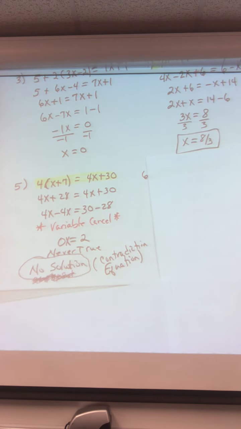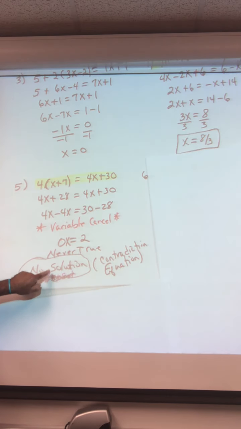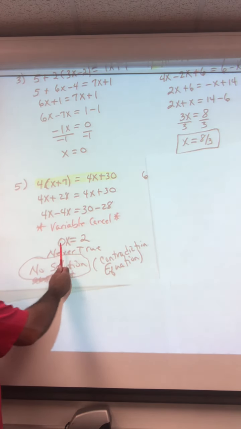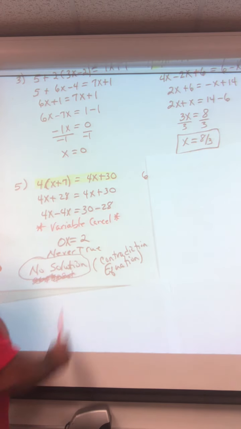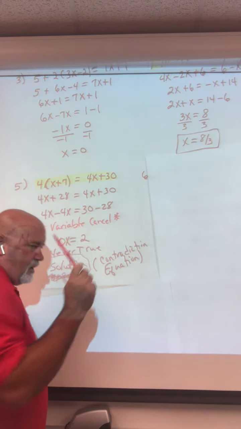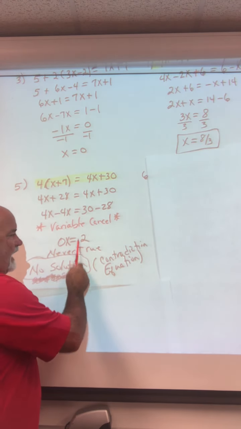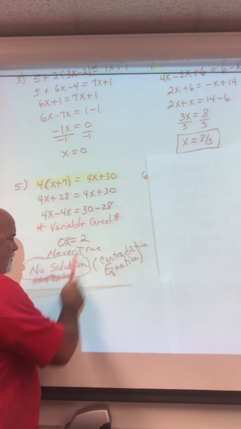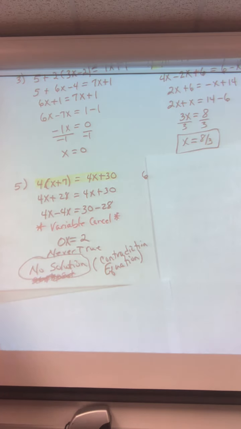Now, I probably will not ask you what kind of equation it is, but you do need to know that it's no solution. So if this is 0x equal 2, 0x equal 5, 0x equal -3, if this is 0x equal any number, it's always going to be no solution. Now you say, well, what if it's 0x equals 0? Hold up, I'm not ready to answer that yet. But if it's 0x equal any number over here that's not 0, it's always going to be no solution. Now, let's look at the next example.